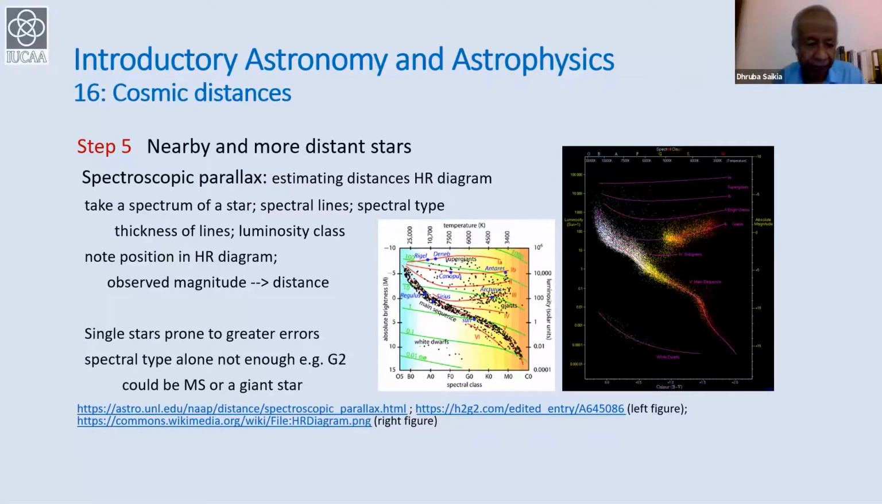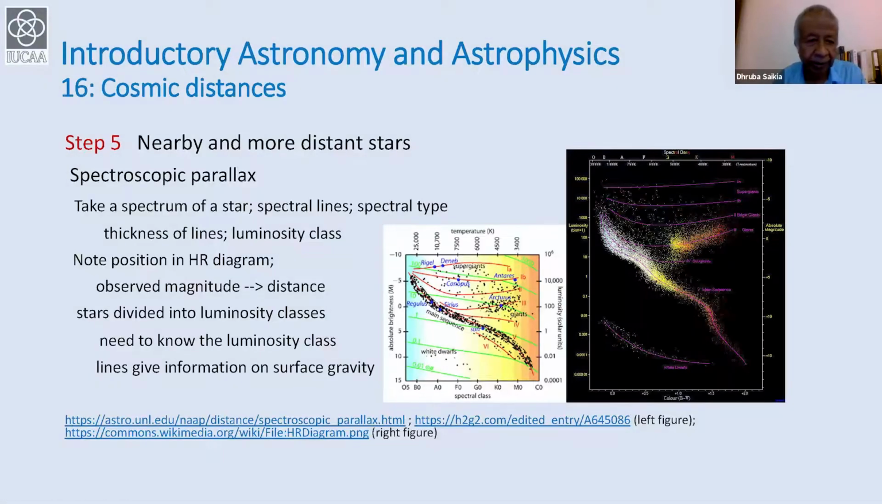And once you know the absolute luminosity, then from a measurement of the observed flux, you can go and determine what the distance to the object is. So this elaborates a little bit more on what I've already said, that we need to know the luminosity class as well in order to estimate the distance. So you note the position in the HR diagram, you look at the luminosity and the spectral classification, you compare it with the HR diagram, which has been calibrated for absolute luminosity, and then you straight away get the distance to the object.